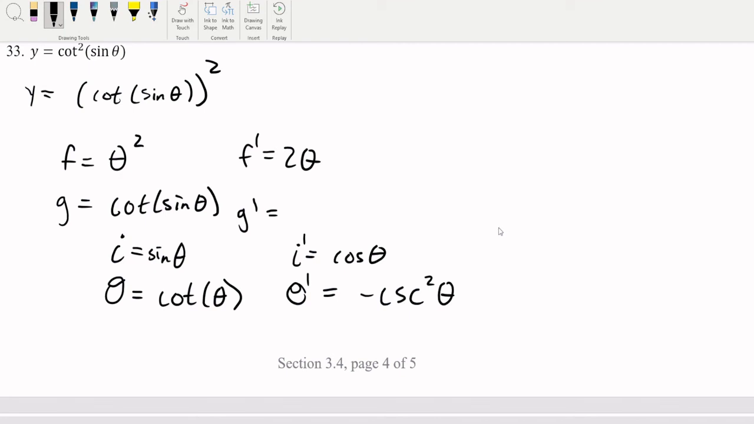Chain rule, right? So put this over here. G prime is going to be what? G prime is going to be the derivative of your outside function, negative cosecant squared, plug back in what you had, times the derivative of the inside. I know these get messy, but you just got to follow the rules, follow the formulas. So that's your G prime.